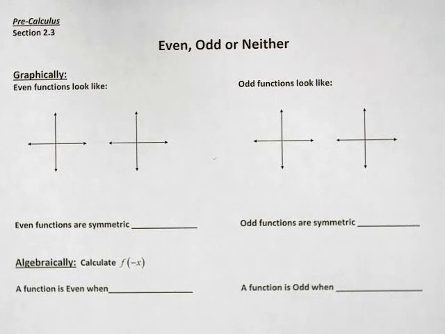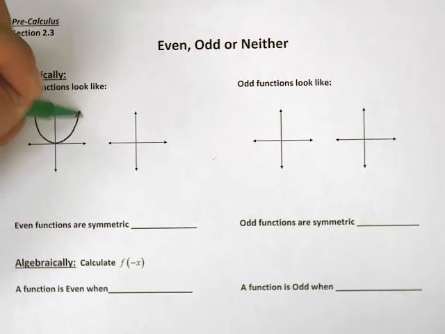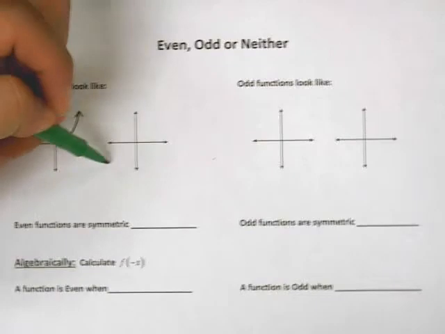We are moving away from domain and range for a little bit here, and we're moving on to even, odd, or neither functions. Okay? So what I'm going to do is draw a couple of graphs that have to do with even functions and odd functions. Okay? So something like this. Alright, there's one even function. I can even do something like this.